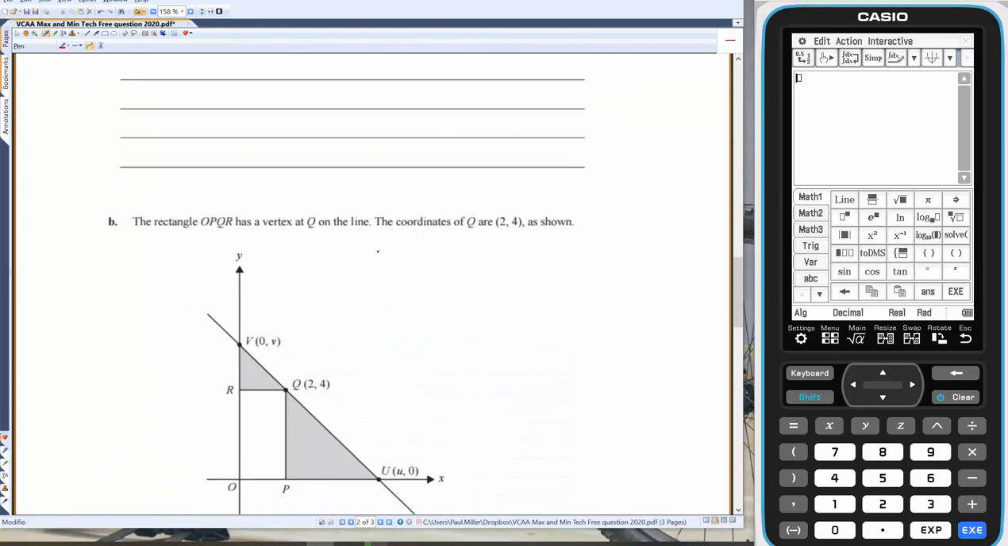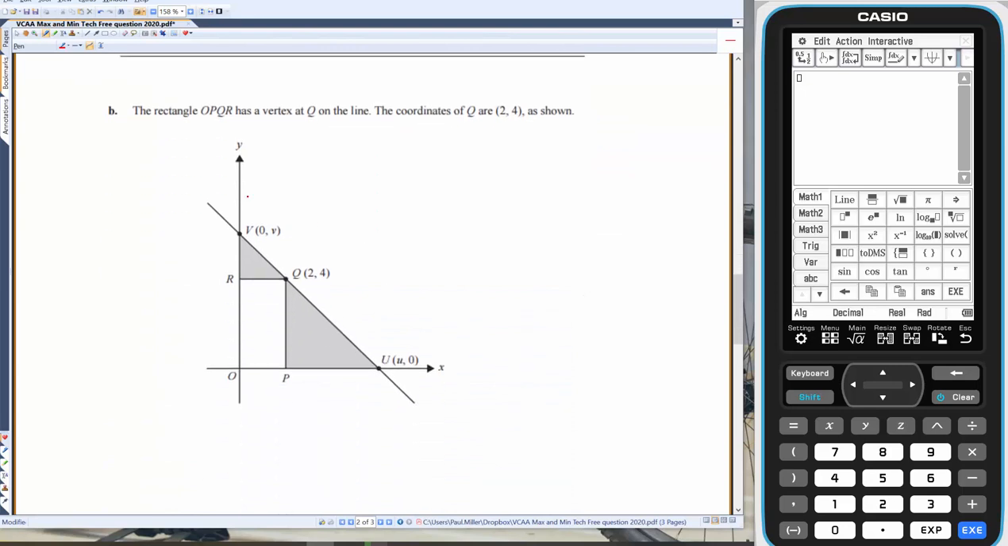Okay, so let's have a look at what's happened now. We've got the rectangle OPQR has a vertex Q on the line.